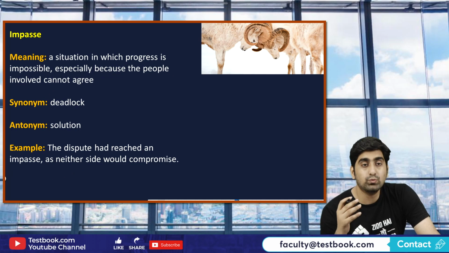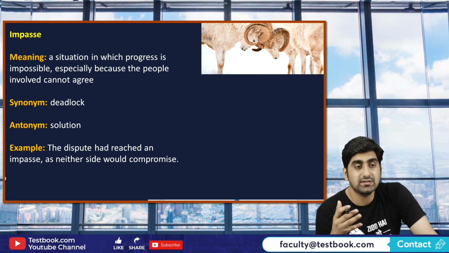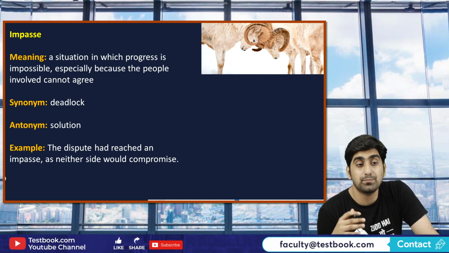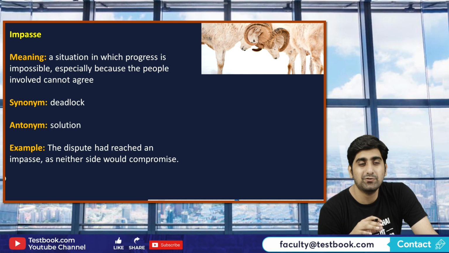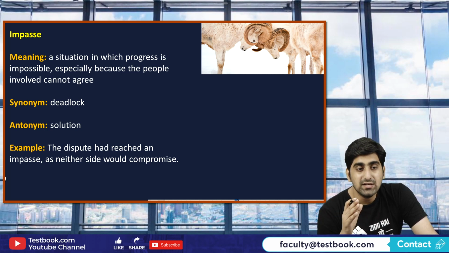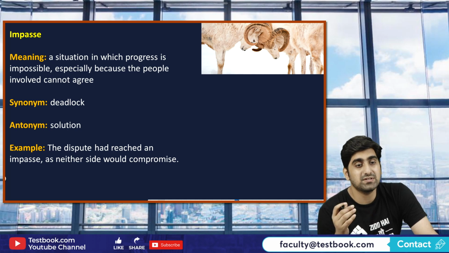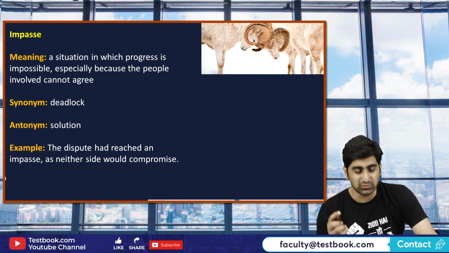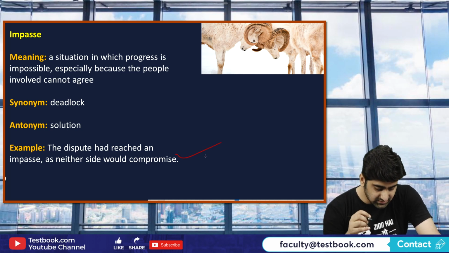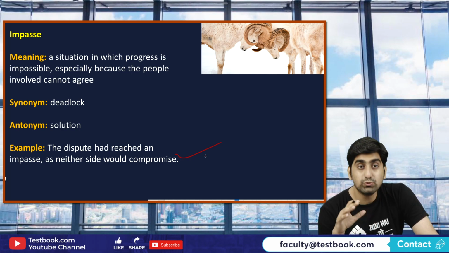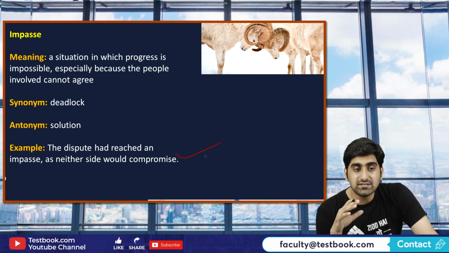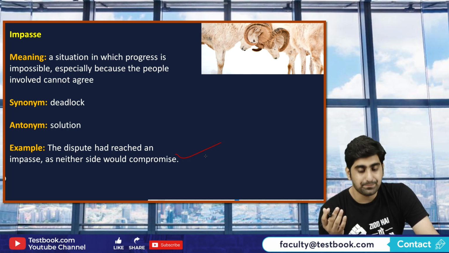Moving on to the next word, that is impasse. I guess you can see the word and its meaning. It says a situation in which progress is impossible, essentially because the people involved cannot agree. The meaning can easily be seen. So deadlock is the synonym and solution is the antonym to the word. Example sentence says the dispute had reached an impasse, a deadlock, as neither side would compromise.